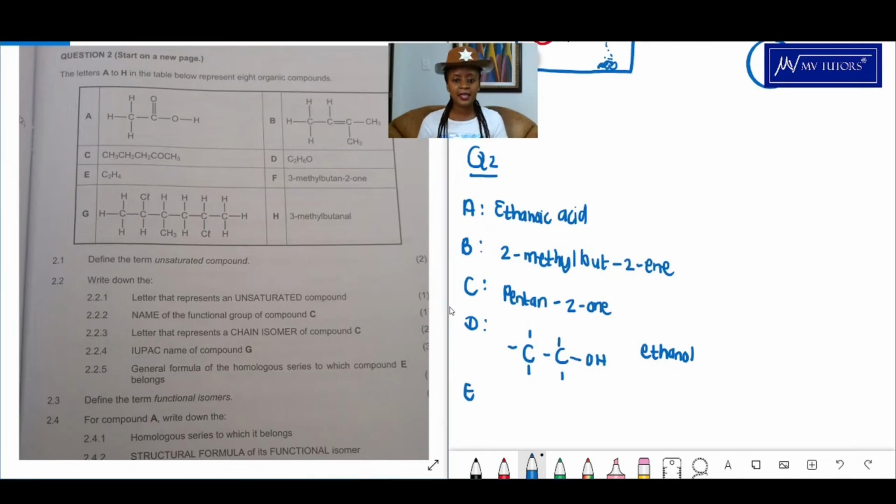And then E, whew, we're only halfway. Okay, C2H4, that looks like an alkene. Okay, so that would be ethene. So ethene and ethanol. Okay, and then F.